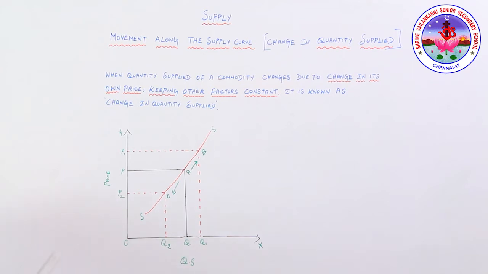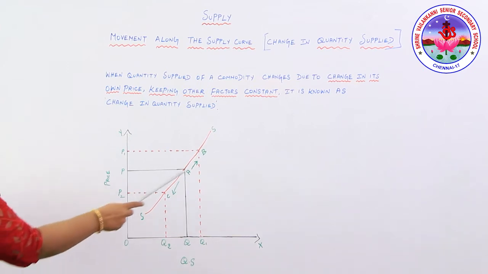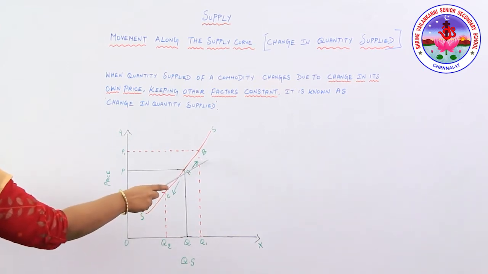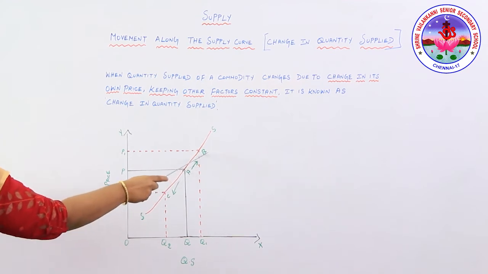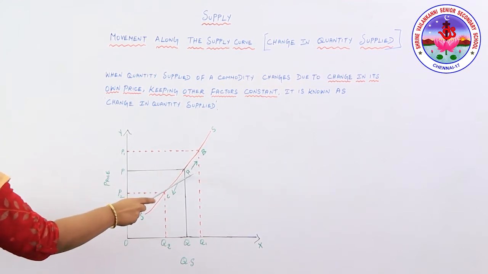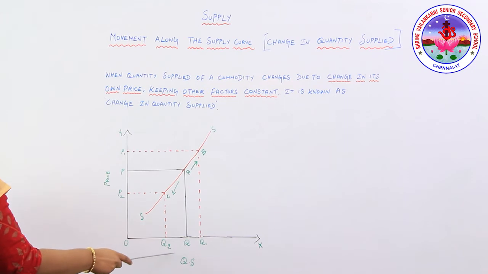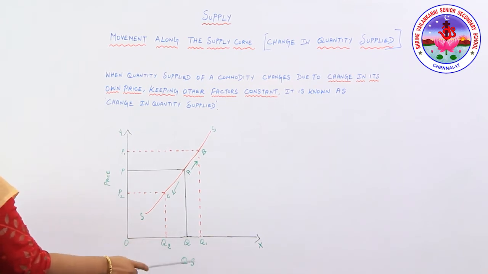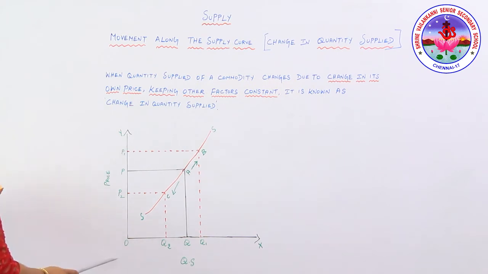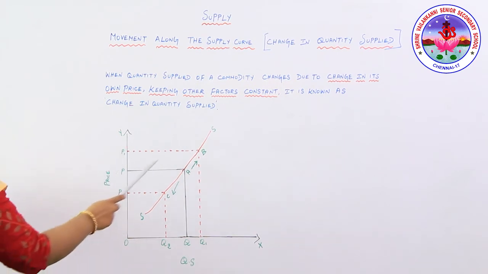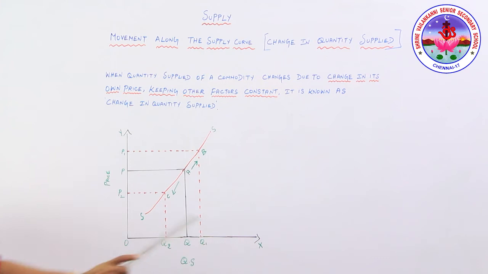Now just listen. Expansion in supply is shown by the upward movement from A to B. If it's an upward movement, what will happen to the quantity supply? The quantity supply rises from OQ to OQ1 due to a rise in the prices from OP to OP1. We are calling it an expansion in supply.